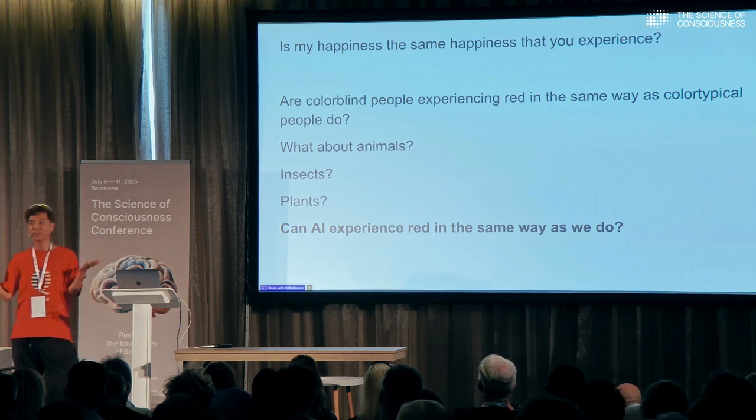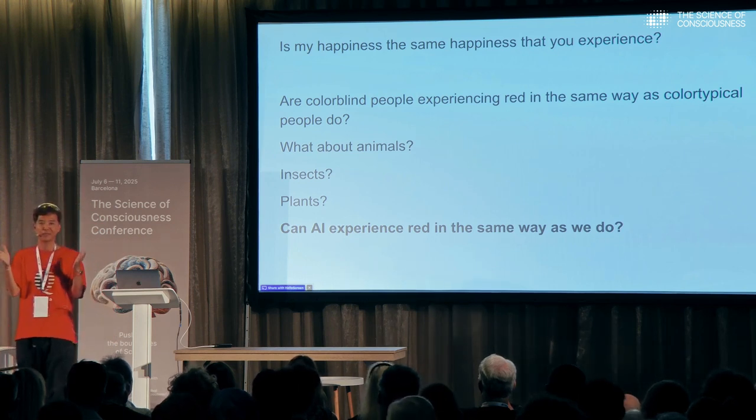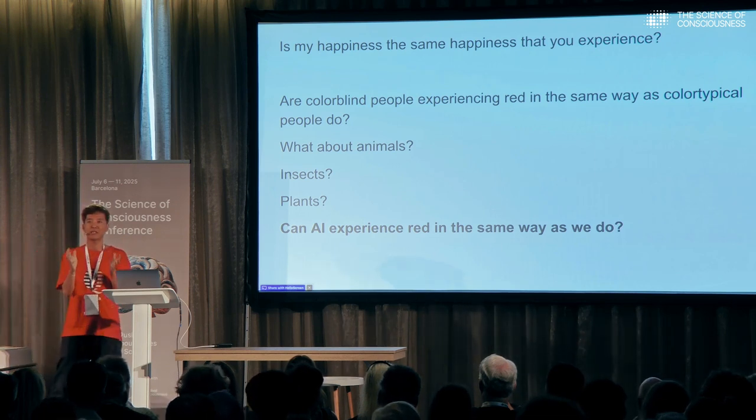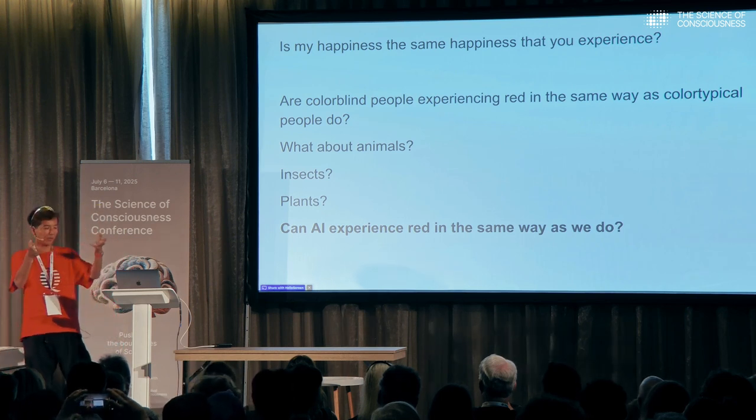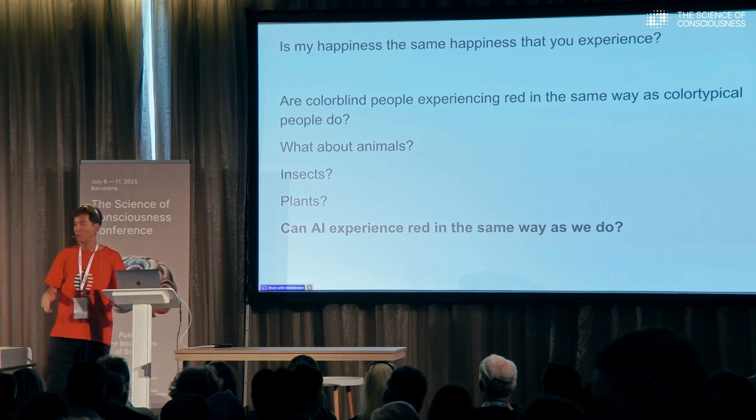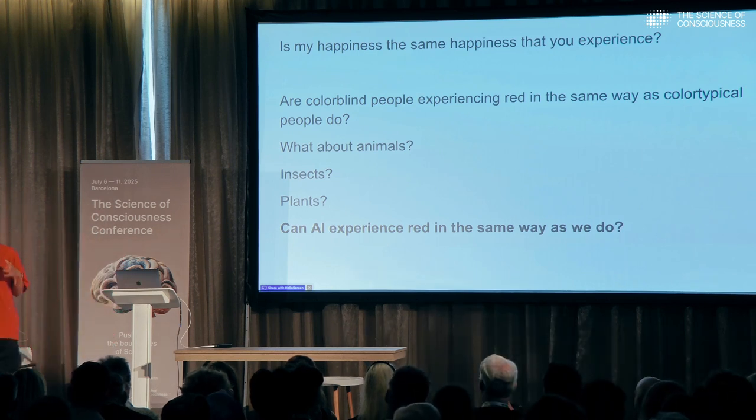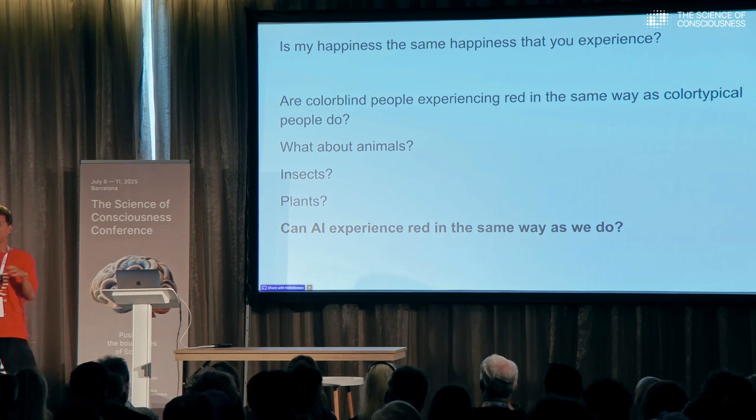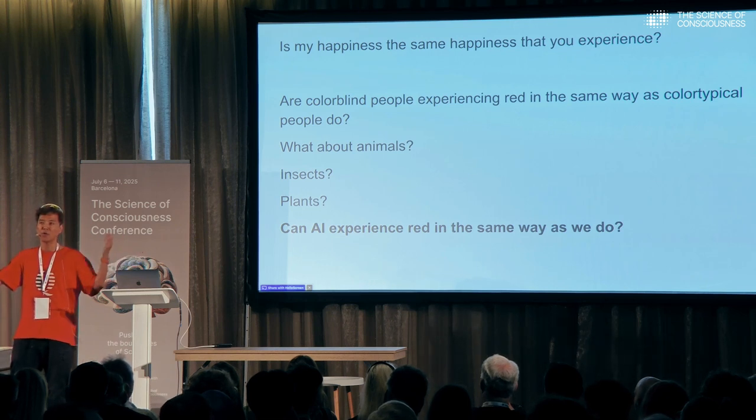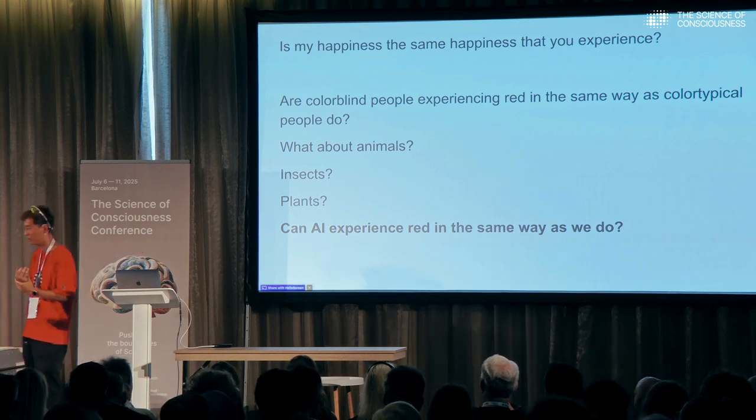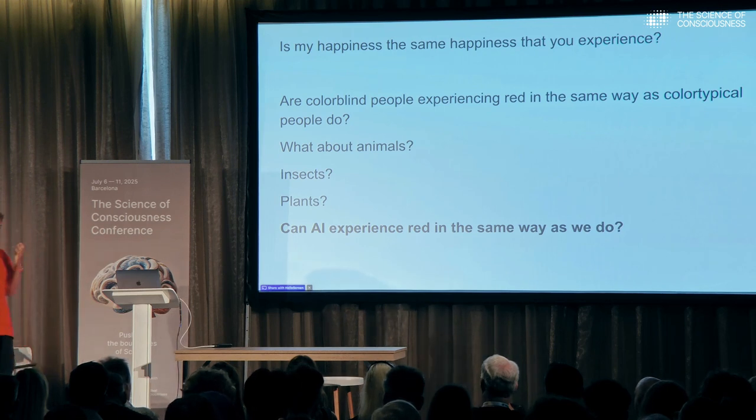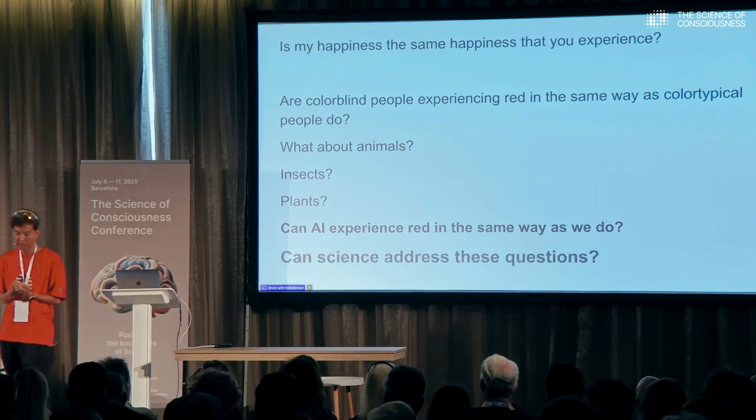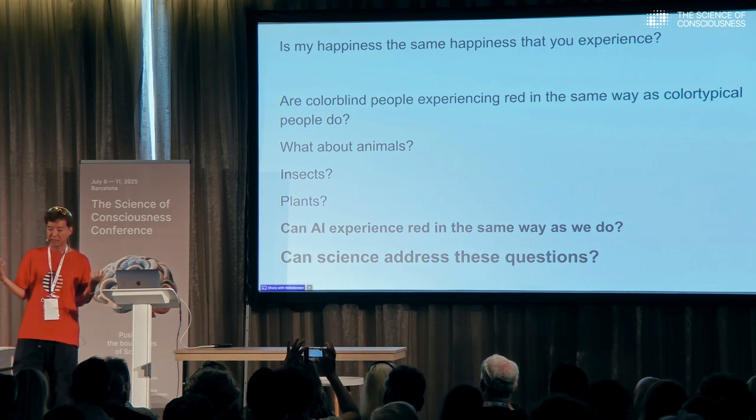When you're talking about panpsychism or idealism, you need to answer this kind of question, not just say that plants are conscious or not. If plants are experiencing something, they should be experiencing it in some particular way, I think. And when you talk about AI consciousness, the more important question is, can AI experience red in the same way as we do? Somebody may claim that my AI is now already conscious, and I've seen some presentations like this yesterday and two days ago. But exactly how they are conscious is unclear if you don't know this question. And in the end, it boils down to this question: can science address these questions?